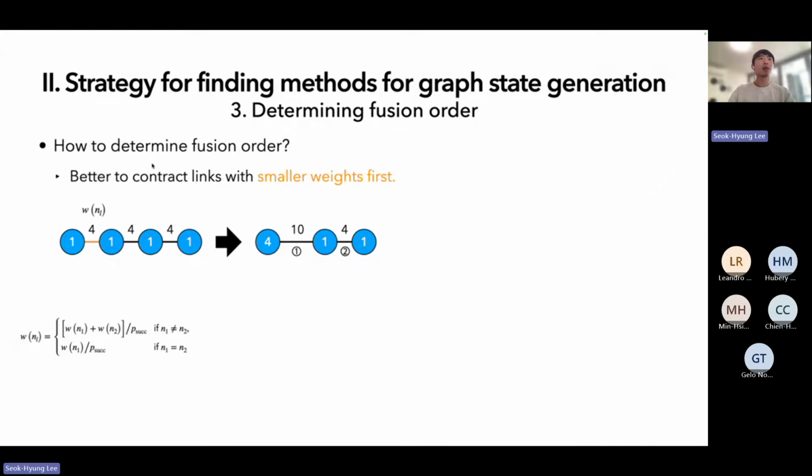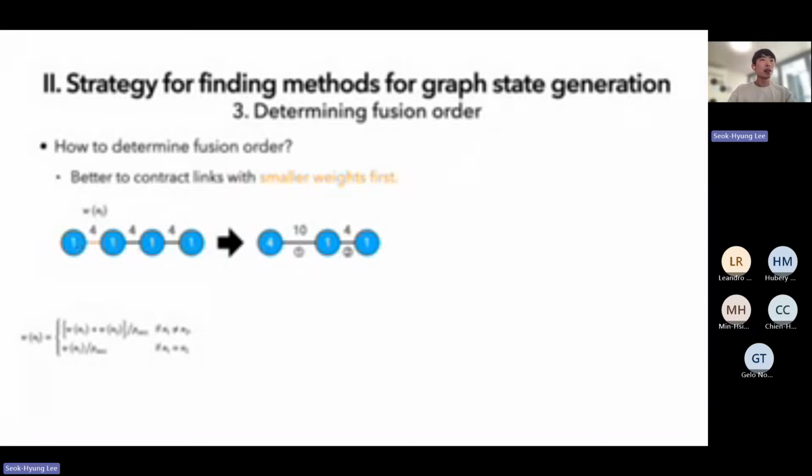Now, going back to the problem of determining the fusion order, we can do this based on 2 intuitions. The first one is that it is better to contract links with smaller weight first. So if we consider this example, and let's say we already contracted the first link like this, so we obtain these two fusion networks. By the way, the weight of a link is defined as the weight of the new vertex after contracting the link. So this link has the weight of 4 because if we contract these two nodes, it will make a node with weight 4.